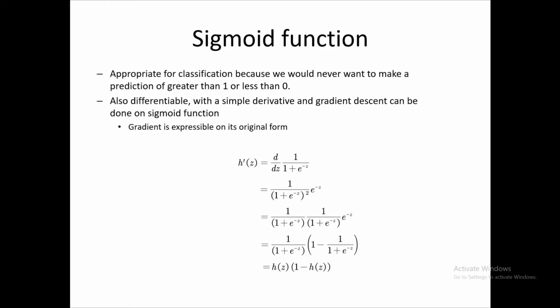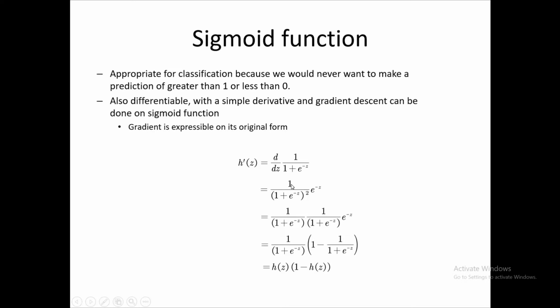This is our original sigmoid function, 1 upon 1 plus e to the power minus z, and we take the derivative of this function with respect to z. So h prime of z gives us the first derivative of this sigmoid function. If we apply the quotient rule, the sigmoid function results in this expression.